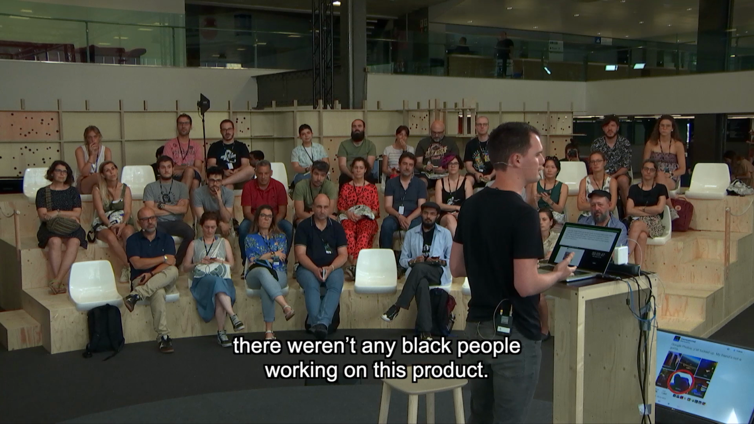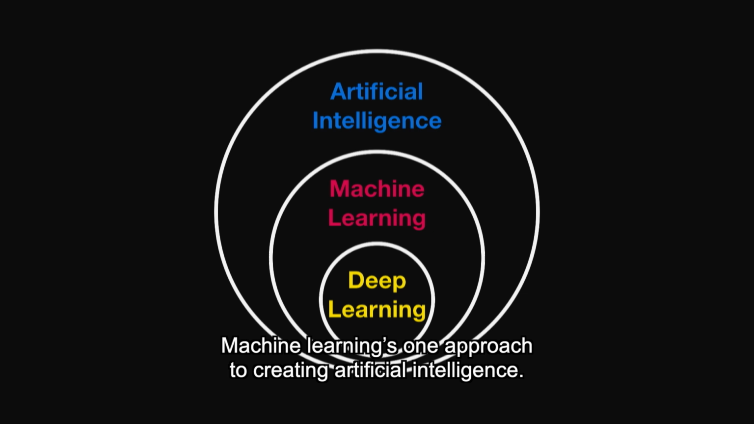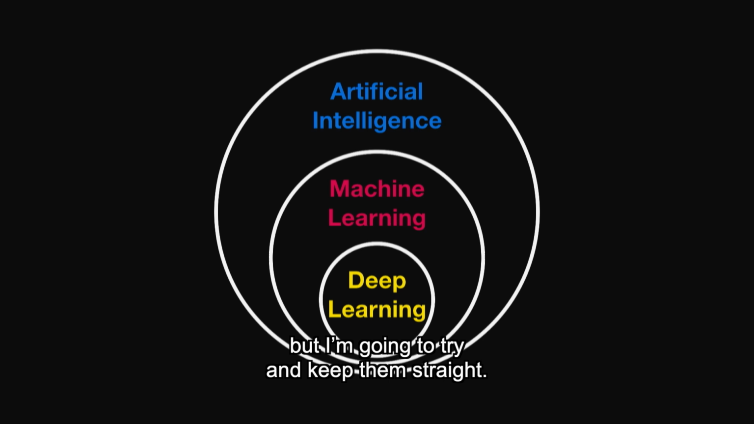So I want to share an overview of machine learning today. Machine learning is one approach to creating artificial intelligence. These words get mixed up a lot, but I'm going to try and keep them straight. And then deep learning is a specific kind of machine learning that uses neural networks.